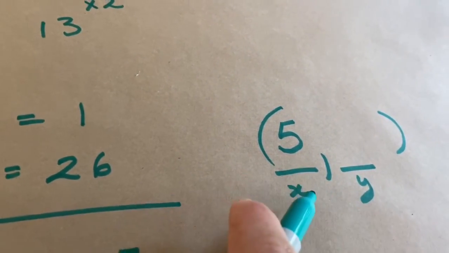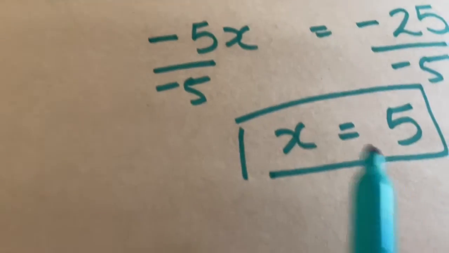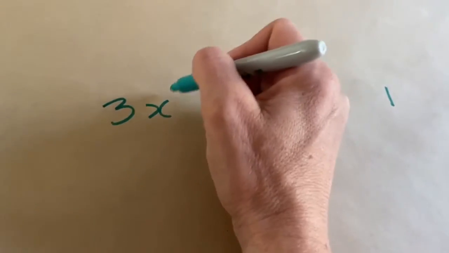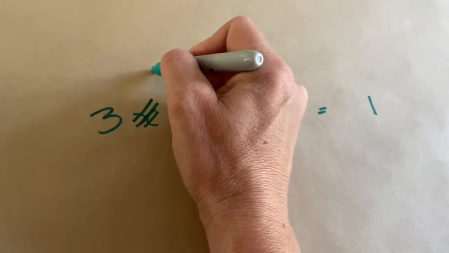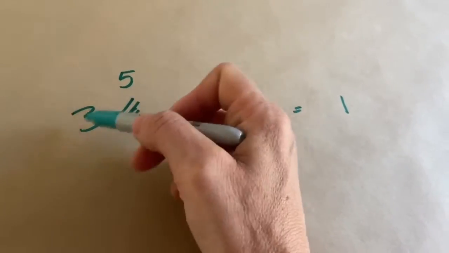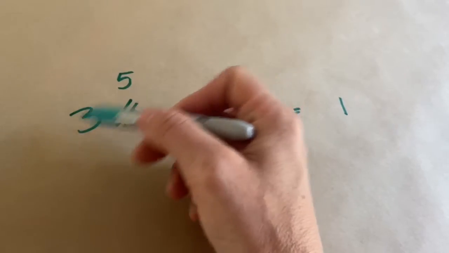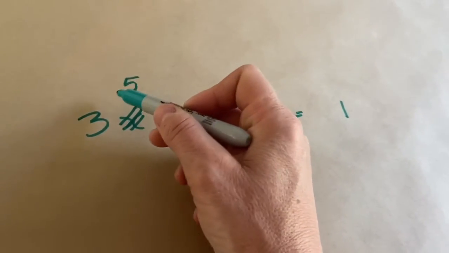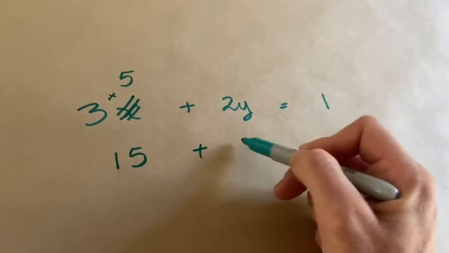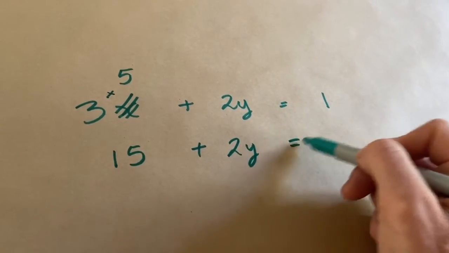Now, let's go back to what we know already. We know that the x is equal to 5. So up here in this equation, we're going to cross off the x, and we're going to put a 5 here, because we know that the x is 5. So these two numbers are right next to each other. That means I want to multiply them. 3 times 5 gives me 15, plus 2y is equal to 1.